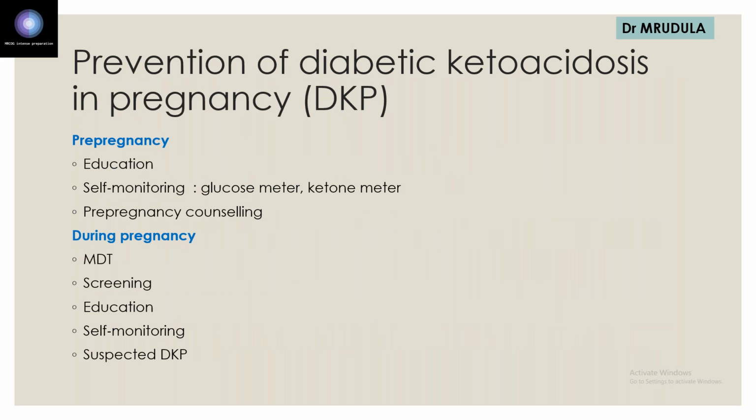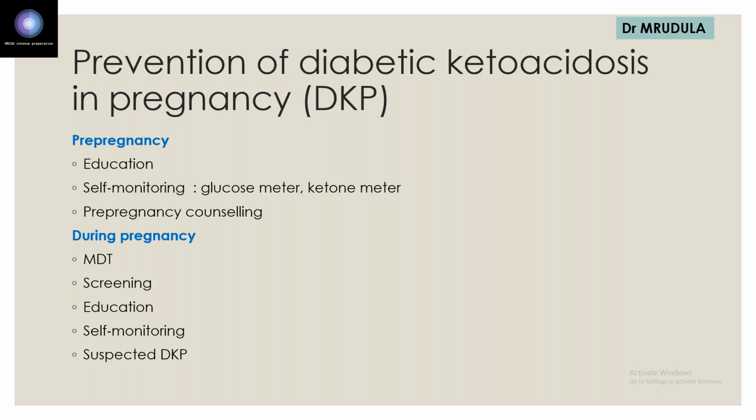Now, how are you going to prevent this diabetic ketoacidosis in pregnancy? So first important thing is pre-pregnancy counseling. You have to educate the patient regarding diabetic control, the importance of diet, exercise, and regular monitoring. And in self-monitoring, glucometer and ketone meter. In case of type 1 diabetes, ketone monitoring is also important. So in the pre-pregnancy period, you have to give counseling, educate the patient, and also motivate her for self-monitoring.